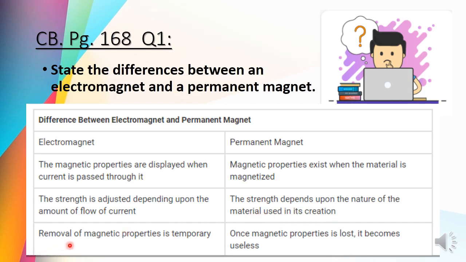Another point here: removal of magnetic properties is temporary in an electromagnet. So we can stop it being a magnet at any time, and we can get the magnetic property again at any time. But in a permanent magnet, once the magnetic properties are lost, it becomes useless. It will not become a magnet again. But an electromagnet can become a magnet again.